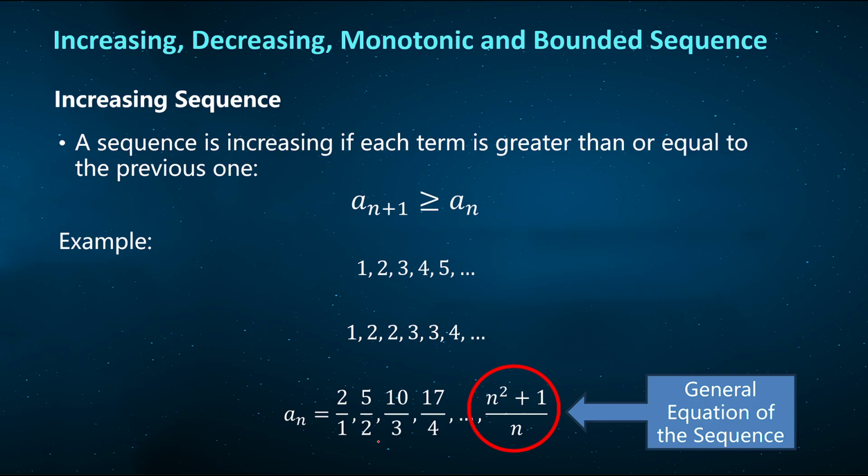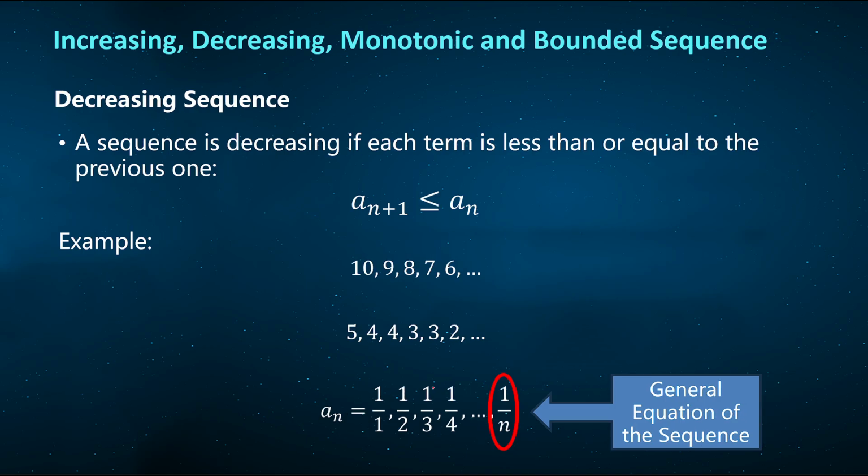Okay, if we replace n by 2, we can get the second term, and the answer will be 5 over 2, or 5 halves. Okay, if we replace n by 3, the answer will be 10 over 3. Okay, this represents our third term. Okay, so on and so forth.